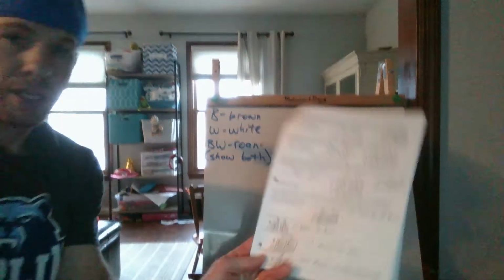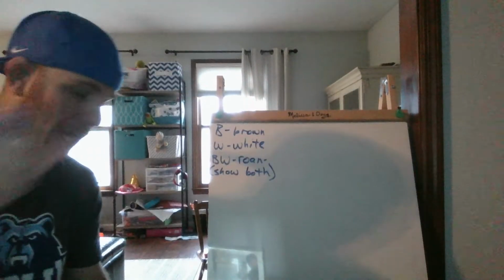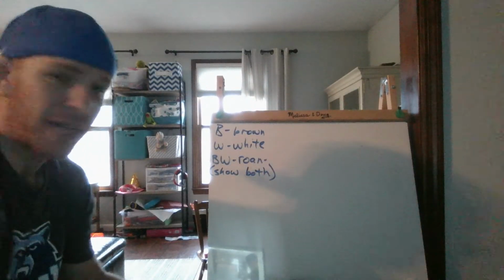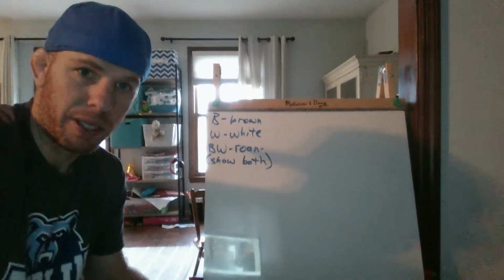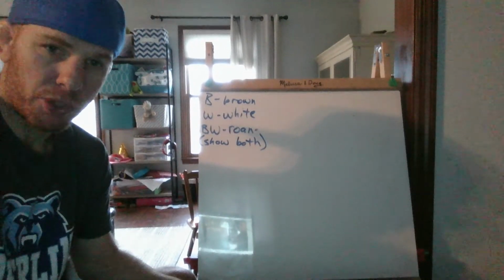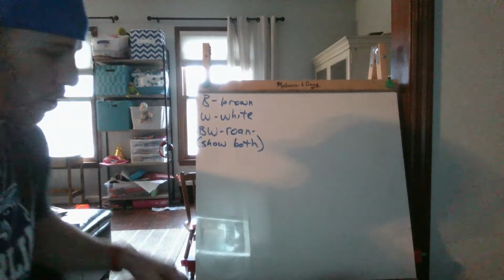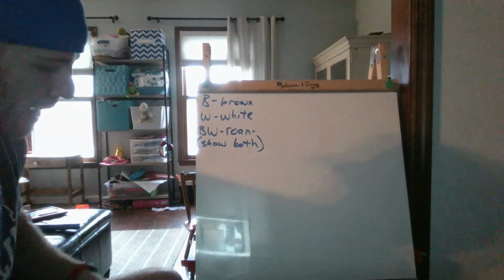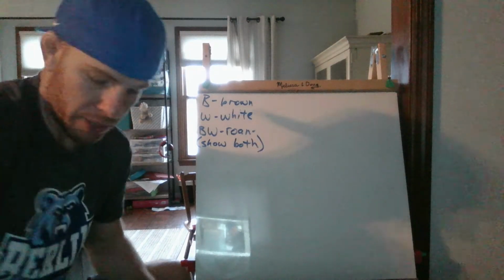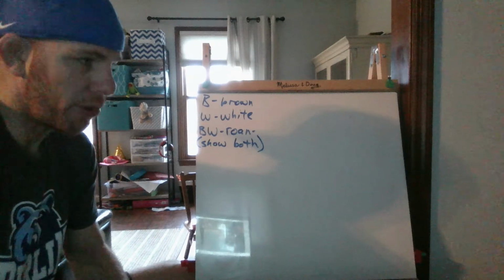Number 11 on this page says codominance problems. Codominance is when neither one is dominant over the other, but both traits will show up in the offspring. So I have these things called roan, R-O-A-N, cows, or roan horses. Basically, you see both of those colors appearing.